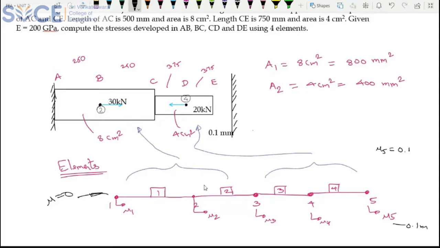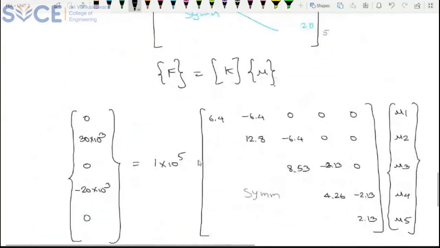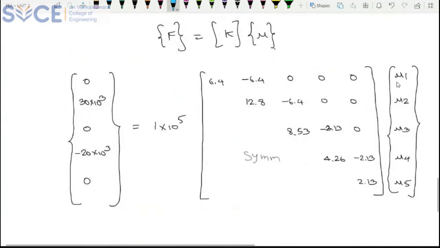In this case, only U1 is 0. U2, U3, U4 we have to identify. U5 is 0.1. Now you can't strike this first row, first column for U5; that is not possible. The only possibility is for U1. U1 is 0, and since that is 0, I can strike the first row and first column. Remaining terms, you have all the values. So what are the remaining values?